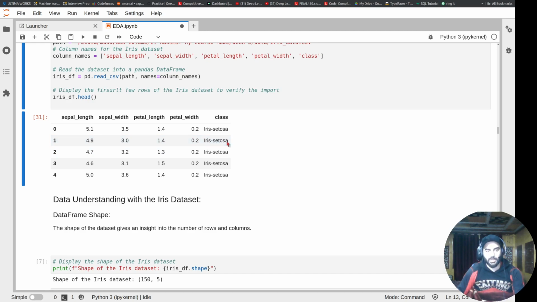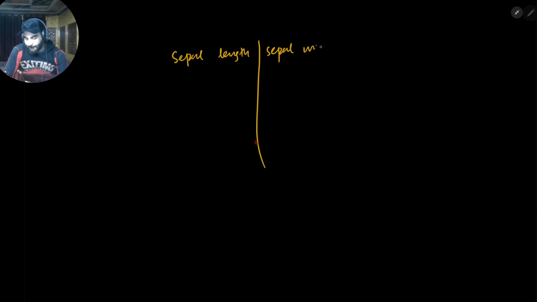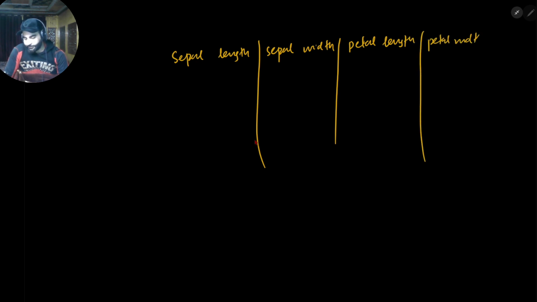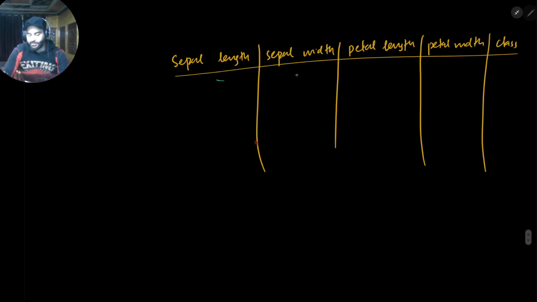So I'll switch the screen so as to write some things. Here what I have is sepal length, then sepal width, then petal length, and petal width. Then I have a class. Each of these has some values, and for this class, there are three types. I think they are setosa, virginica, and versicolor. So I'll just write them: setosa, virginica, and versicolor.